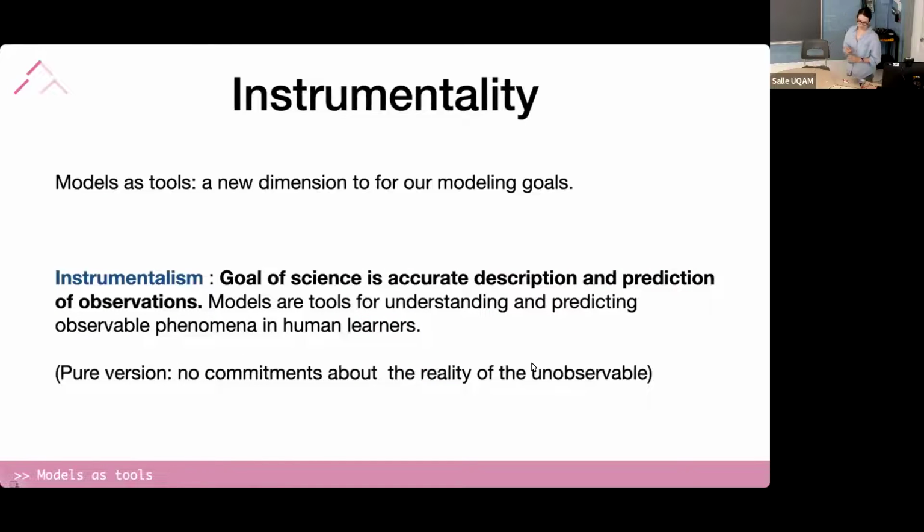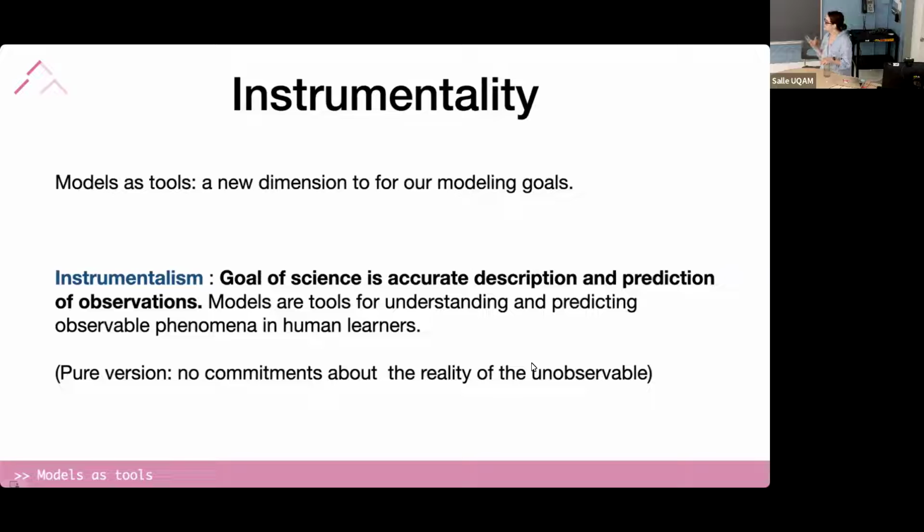All right. So this weekly cognitive model is what I consider using models as tools, right? And so models as tools introduces this new dimension to what the goal might be for modeling, which is instrumentality, so instrumentalism. Instrumentalism is, again, from philosophy of science, a philosophy that says that the goal of science is accurate description and prediction of observations. So our models are seen as tools for understanding and predicting observable phenomena in human learners.